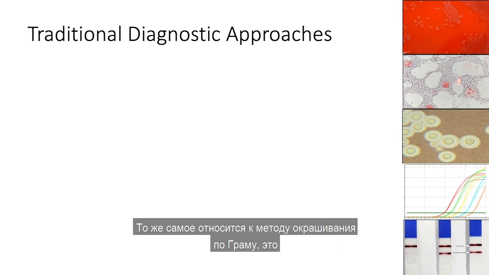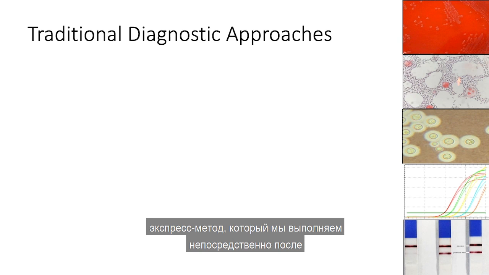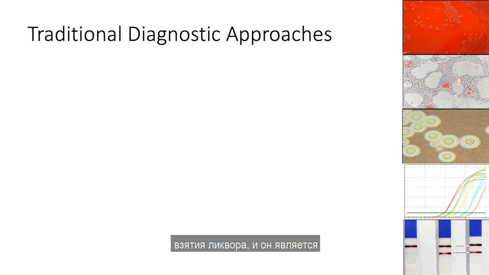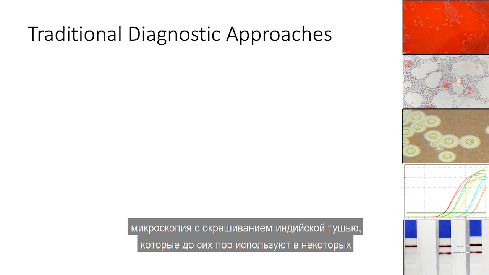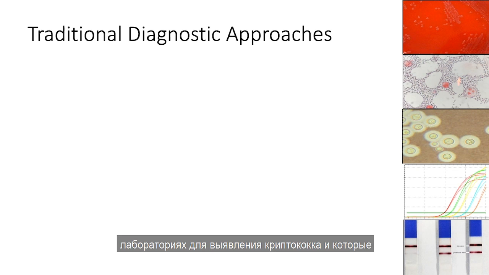Gram stain, again, same thing. It's a rapid test that we do directly from the CSF, and we consider it a stat result. But again, it's very insensitive, and very dependent on the organism and the burden. Other things that can be done would be wet mounts, or India ink, as some labs still do for Cryptococcus, which again has a low sensitivity.